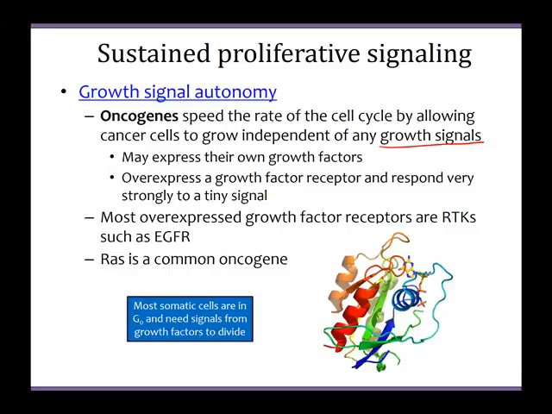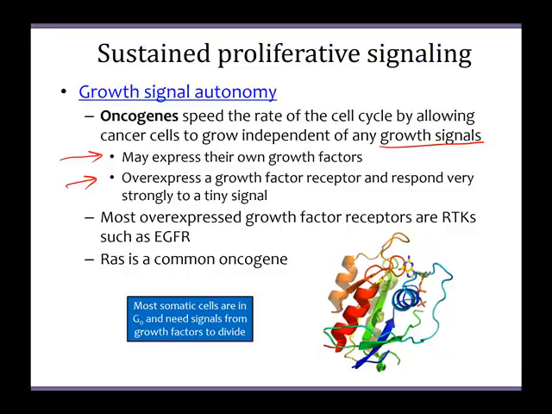And what oncogenes do, this special set of genes, they allow cells to increase the rate of their cell cycle, and cancer cells really take advantage of that. Cancer cells may mutate these oncogenes, and they may cause these oncogenes to be overexpressed, and these oncogenes may code for growth factors. They may also overexpress a growth factor receptor and respond very strongly to a tiny signal. So oncogenes are any class of genes that can increase the rate of the cell cycle. It can be growth factors, it can be growth factor receptors. Right? The only thing they have in common is that they will increase the rate of the cell cycle.